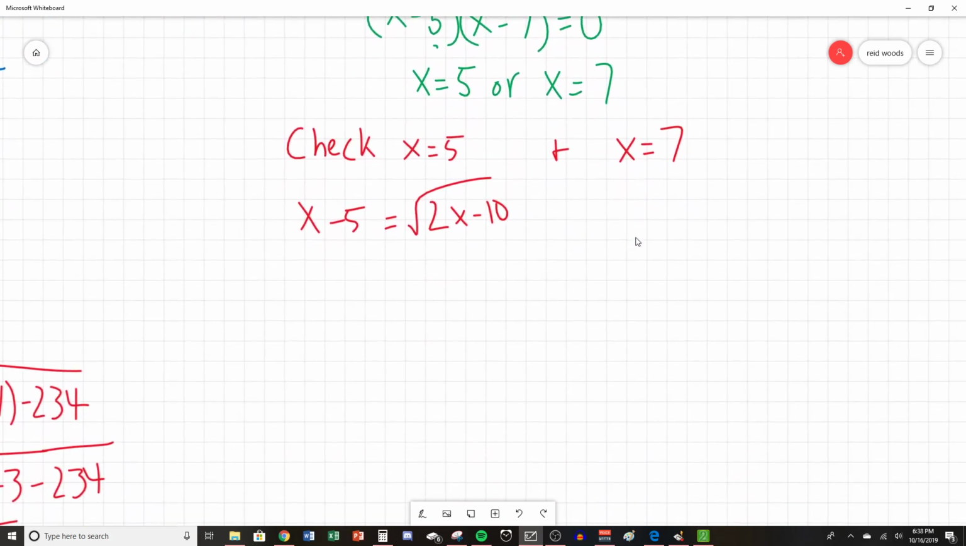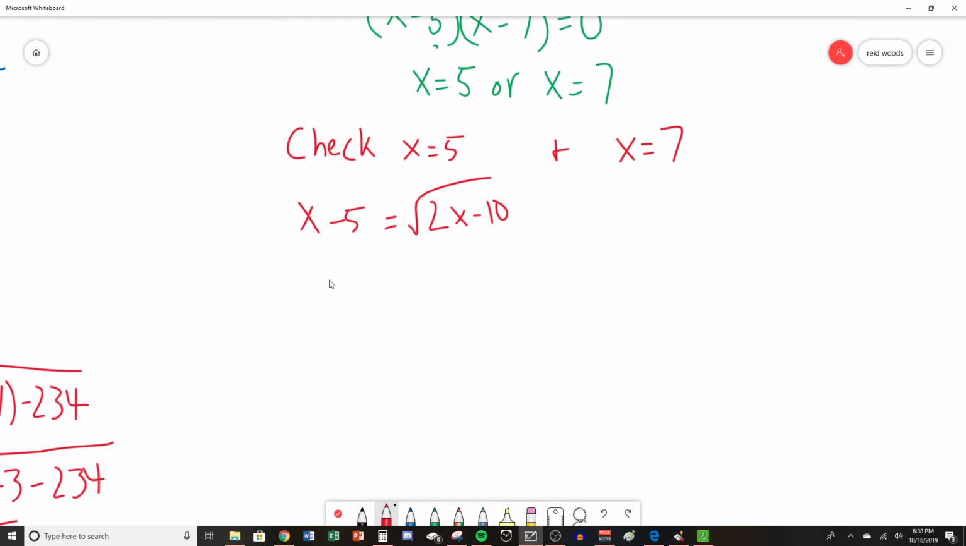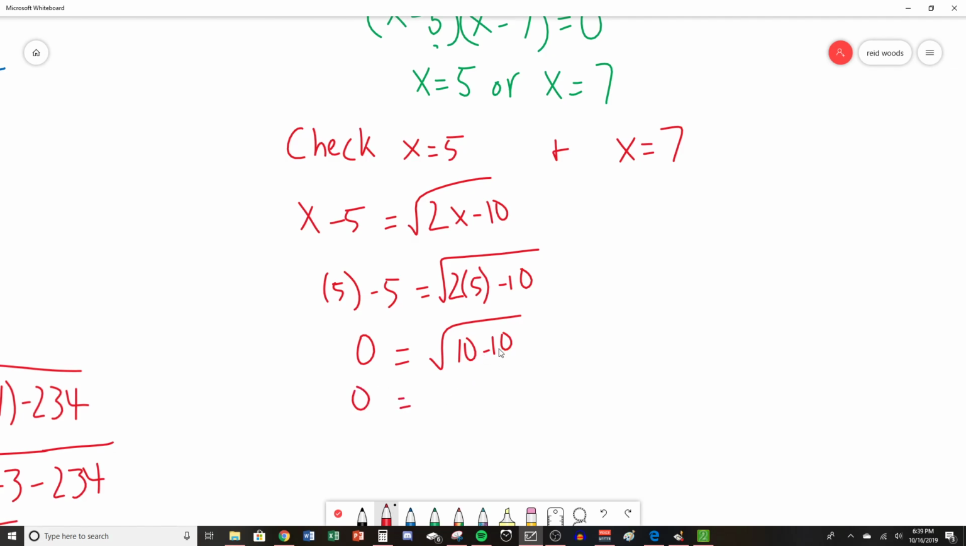Right, okay, so for both of these, we're going to check it. So over here, I'm going to put 5 minus 5 equals the square root of 2 times 5 minus 10. I like to always use parentheses, by the way. It's just a good habit to get into. Let's test this out and see if it works. 5 minus 5, that's going to be 0 right away on that side. Over here, we get the square root of 10 minus 10. That is 10 minus 10 is going to be 0 underneath there. Square root of 0 is 0. So that one's good. So we know that x equals 5 is fine.